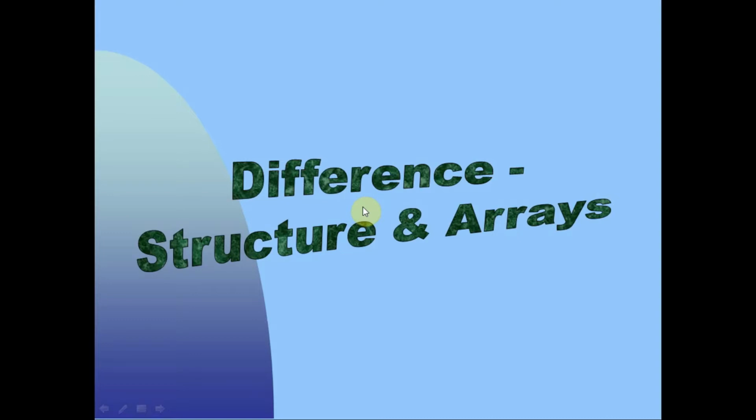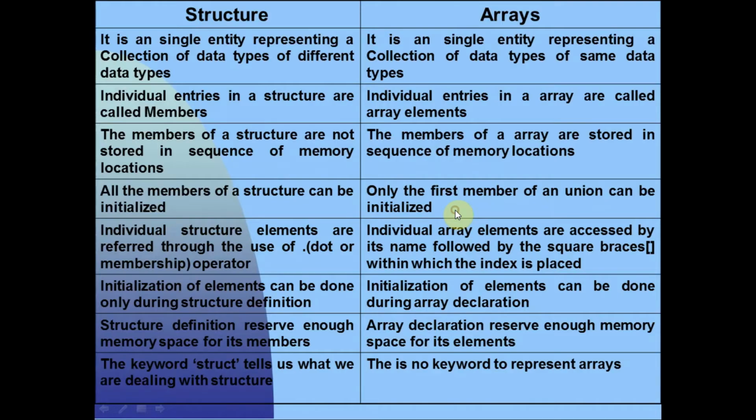So, the difference between structure and array. A structure is a single entity representing a collection of data items of different data types. An array is a single entity representing a collection of data items of the same data type. Individual entries in a structure are called members. Individual entities in an array are called array elements.